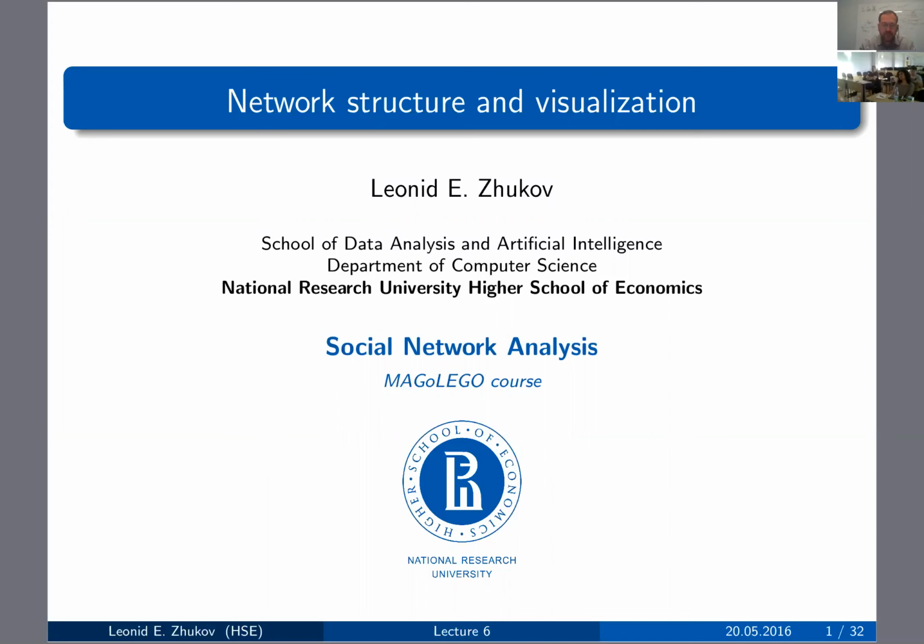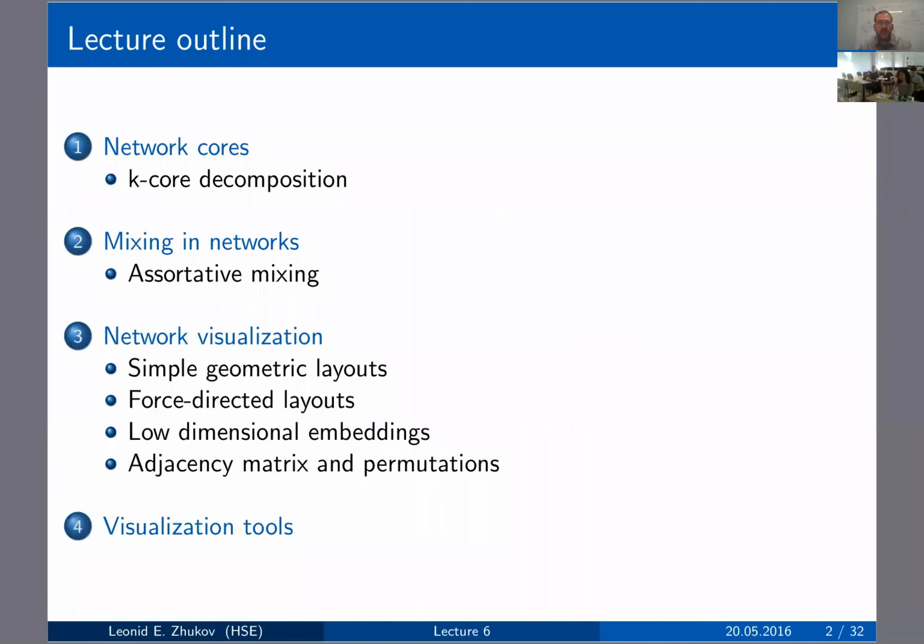To get started, I'm going to talk about K-core decomposition. This is a very powerful technique that allows you to disassemble a network into layers, and in fact, it's a very good pre-processing technique for visualization. We then will talk a little bit about this notion of mixing in networks: why and how nodes with different degrees connect to each other. And then we'll spend the rest of the lecture discussing different network visualization techniques.